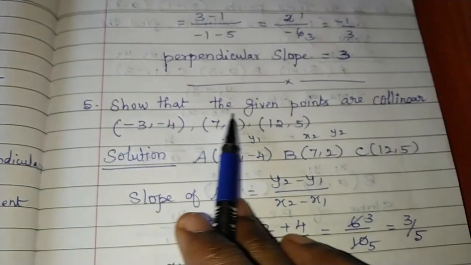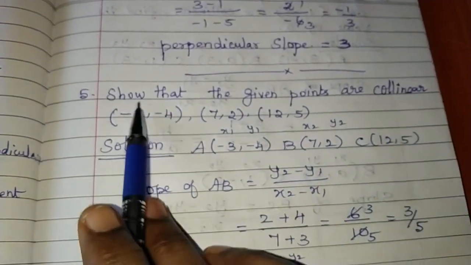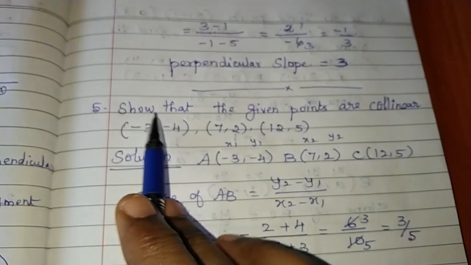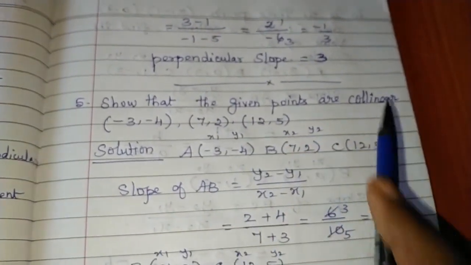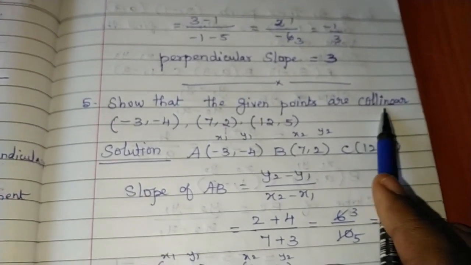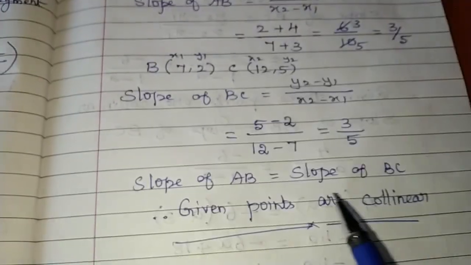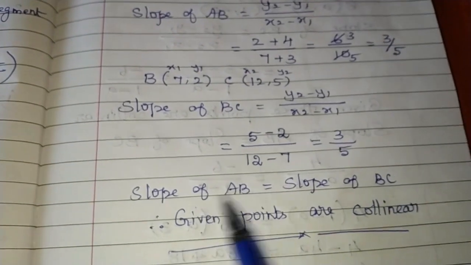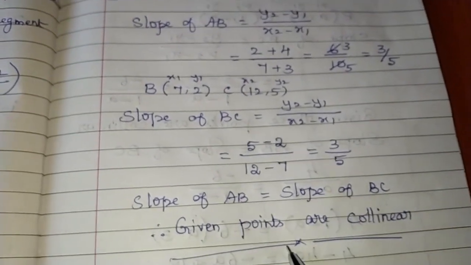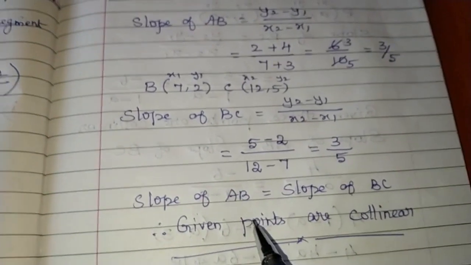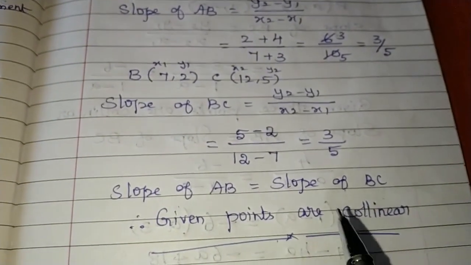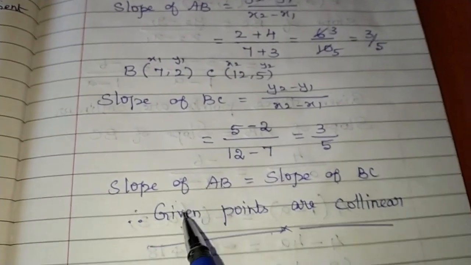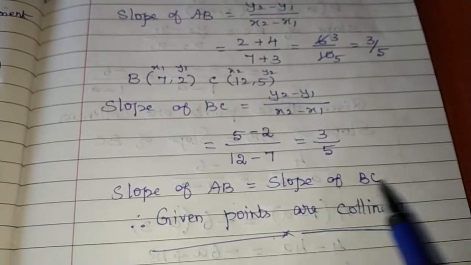Next, fifth sum, show that the given points are collinear. I will take A, B, C. Collinear means we want to find slope of AB equal to slope of BC. Two slopes are equal means the points are collinear. Already we have seen in 6.1, the points are collinear means area of the triangle equal to 0. Here another method, slope of AB equal to slope of BC.